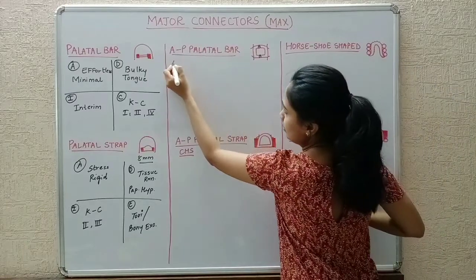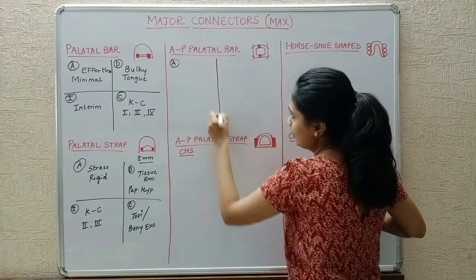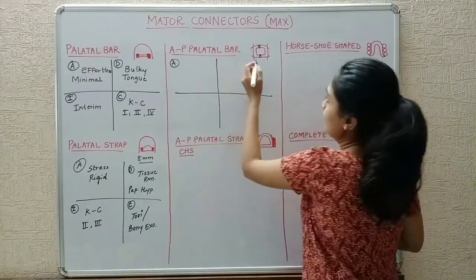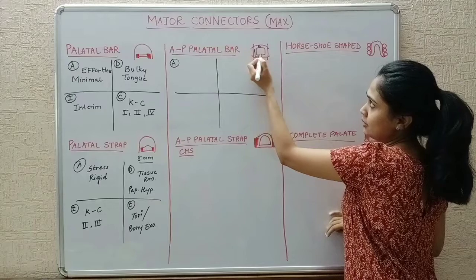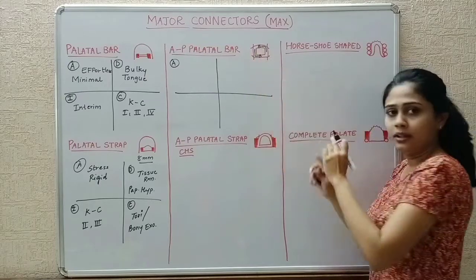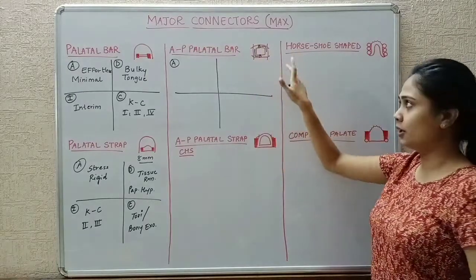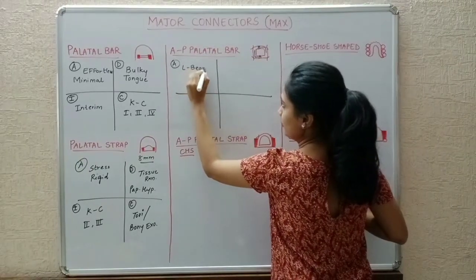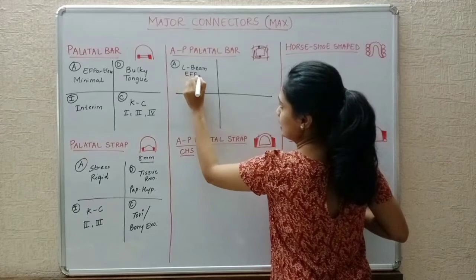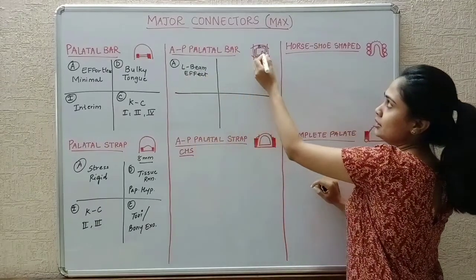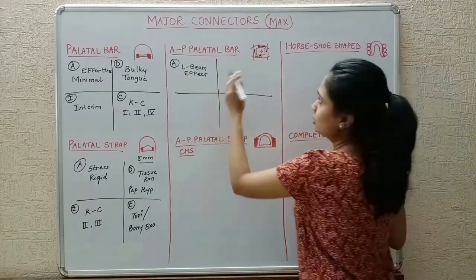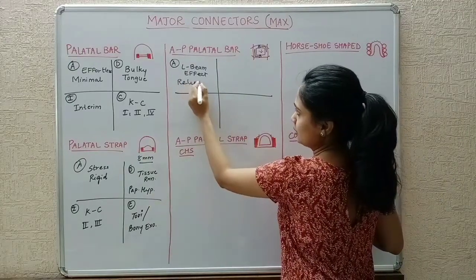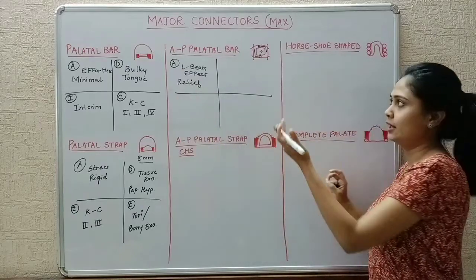So here we'll see its advantages. What are the advantages of anterior posterior palatal bar? First you can see this forms an L. There are 4 L's in this figure. So it gives us a strong L-beam effect. And secondly, it provides relief. This place is open in the center. So it provides relief for the tori or the bony exostosis. So these are the advantages.